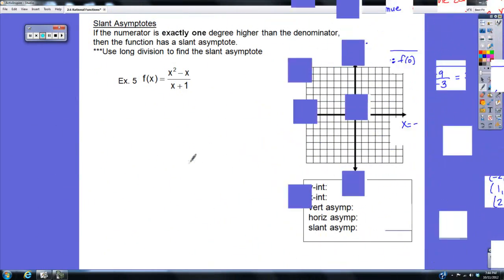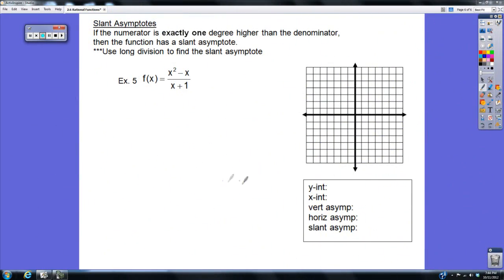Okay, this is our last example. I know this has kind of been a long lesson. Most of this has been review, except for this part. This is going to be new for most of you. We're going to have a slant asymptote. That means not vertical and not horizontal. Well, we may have vertical and horizontal, but we're going to be looking for a slant asymptote there.